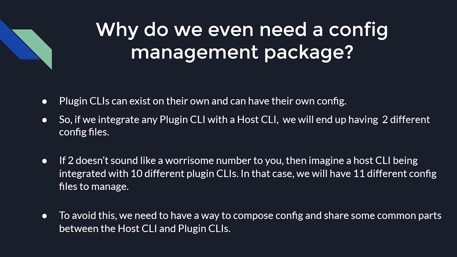As you know, plugin CLIs can exist on their own and will have their own config. So if we integrate any plugin CLI with a host CLI, we will end up having two different config files. And if 2 doesn't sound like a worrisome number to you, then imagine a host CLI being integrated with 10 different plugin CLIs. In that case, we will have 11 different config files to manage, which I'm sure no one would want to. So in order to avoid this, we need a way to compose config and share the common parts between the host CLIs and the plugin CLIs.